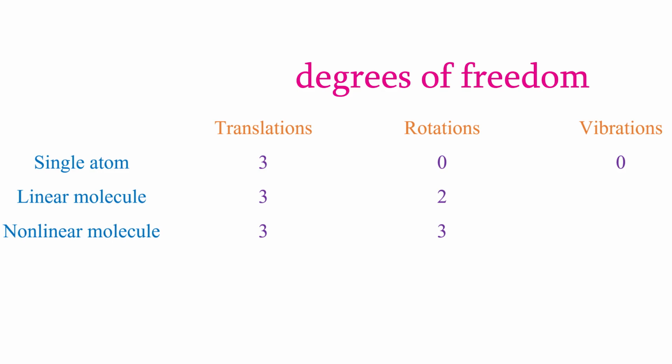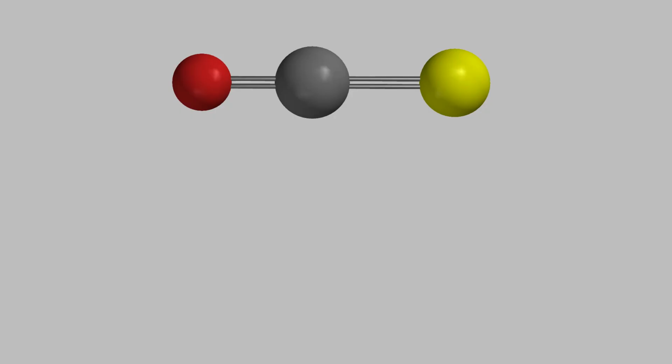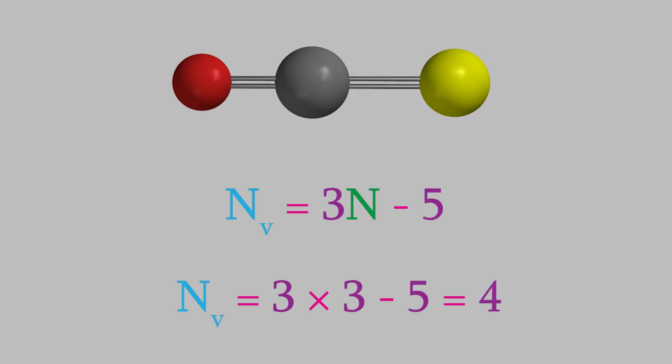For linear molecules, it turns out that there are 3n minus 5 possible vibrations, and for nonlinear molecules, there are 3n minus 6 vibrations, where n is the number of atoms in the molecule. So, for example, carbonyl sulfide is a linear molecule made of 3 atoms. Therefore, it can undergo 3n minus 5 vibrations, for a total of 4 altogether.